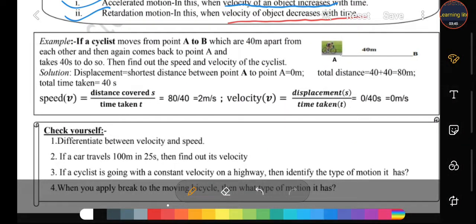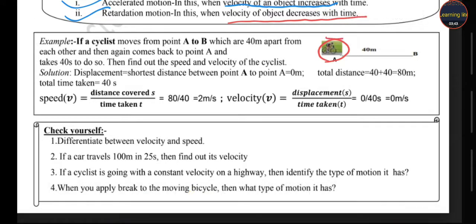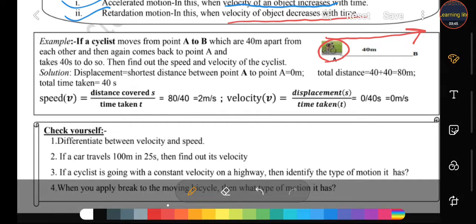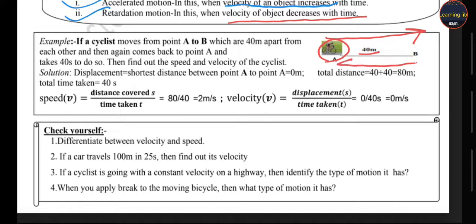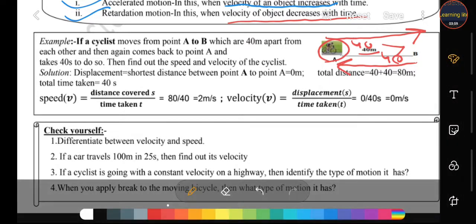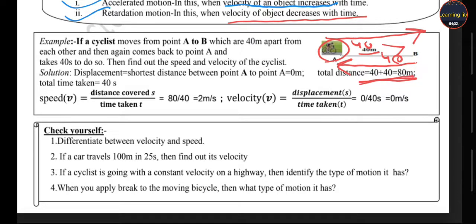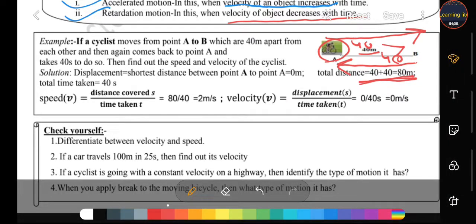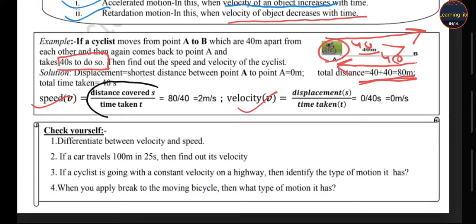If a cyclist moves from A to B, students, the cyclist goes from A to B and travels a distance of 40 meters, and when he travels back from B to A, he again covers a distance of 40. It means he travels 40 meters two times. So total distance is 80 meters, and the time given is 40 seconds. We have to calculate the speed and velocity. Speed is distance covered upon time taken. Distance is 80, time is 40, so our speed is 2 meter per second.